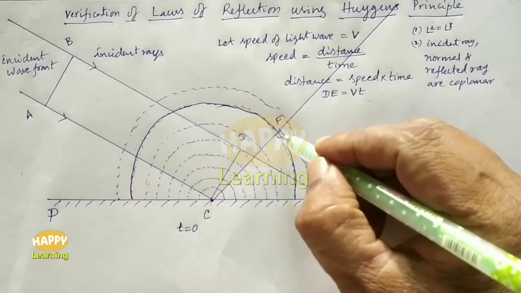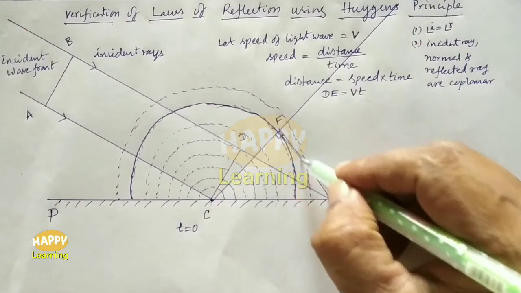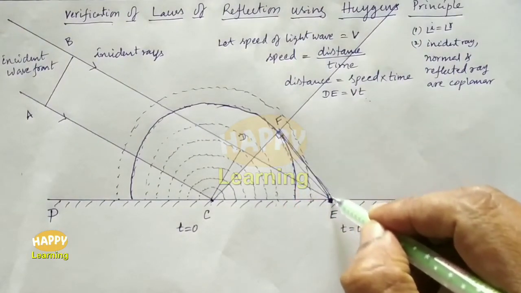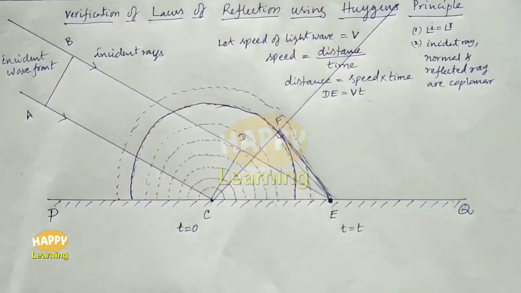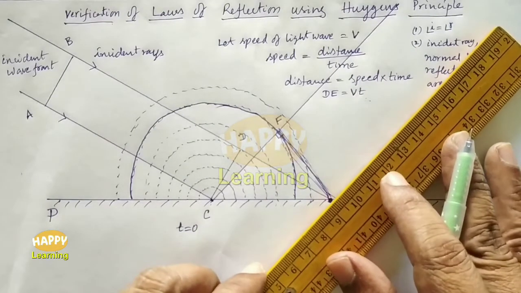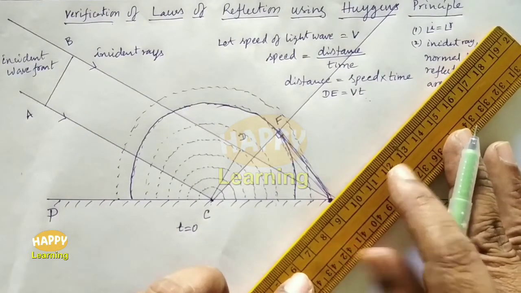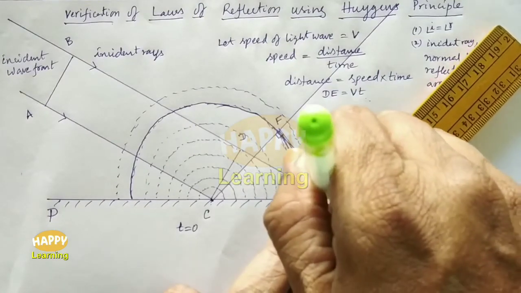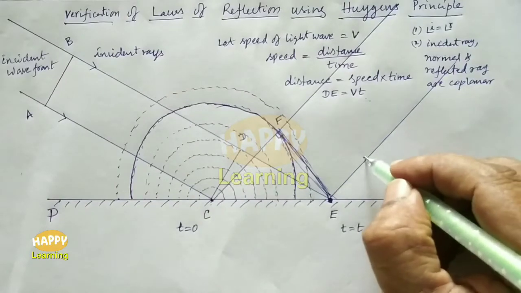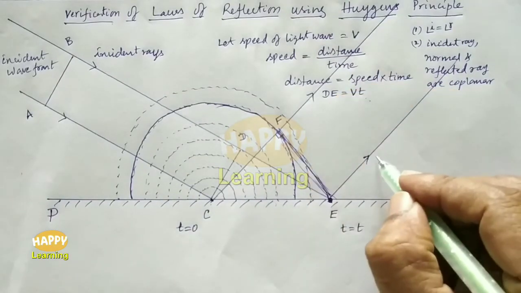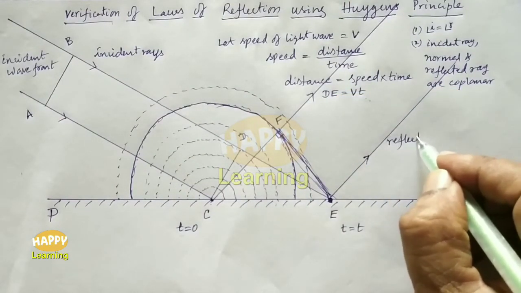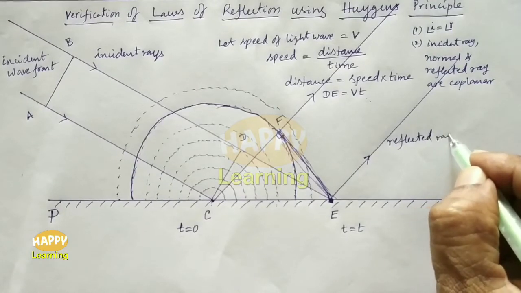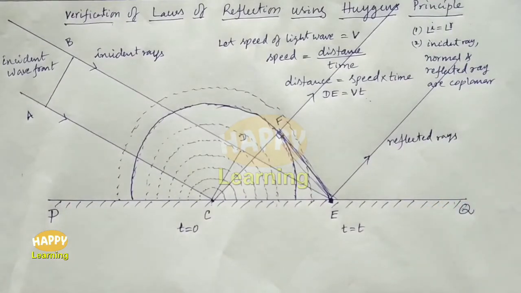Now, for this wavefront, the rays should be perpendicular to the wavefront. So these are the reflected rays. These are the reflected rays.